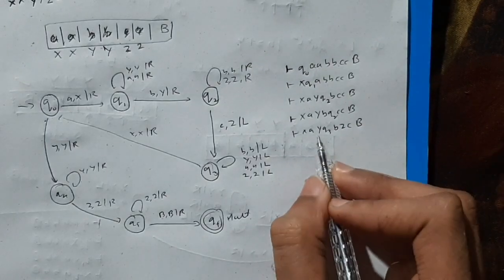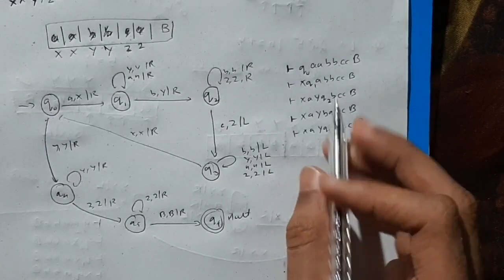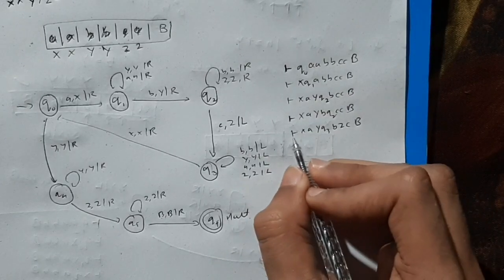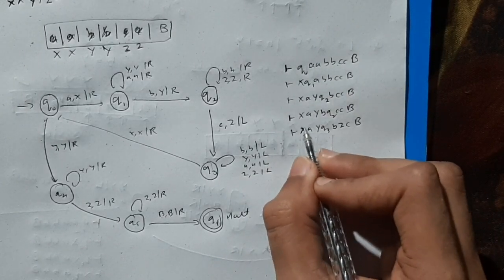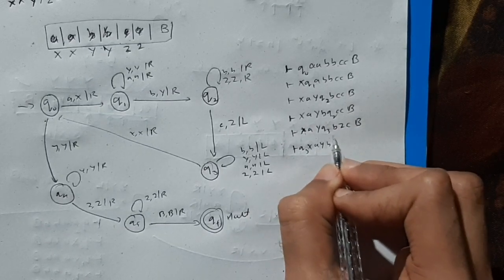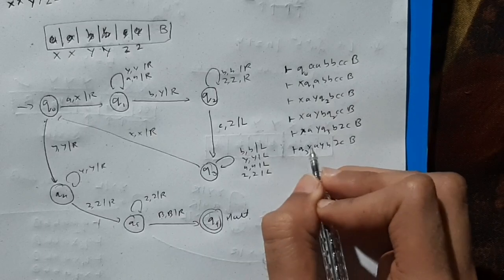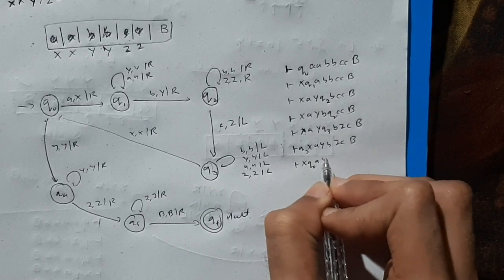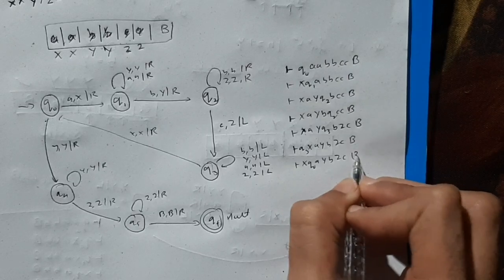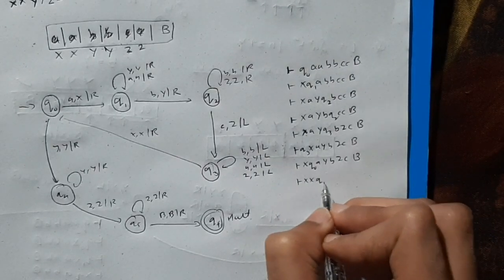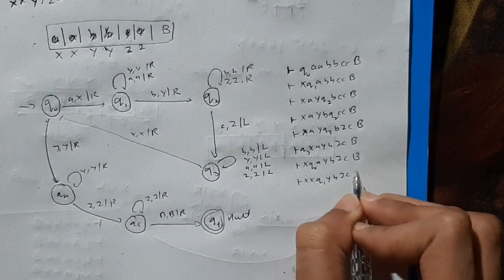Fine. And after that, what is Q3 on B? Q3 on B, it is the same thing. Keep it as such and move to the left. I'll move to left till I reach X. So I'll reach here Q3X, A, Y, B, Z, C, B. Q3 on X, I'll move to Q0, X, Q0, A, Y, B, Z, C, B. Here Q0 on A, again it will become X, X, X, Q1, Y, B, Z, C, B.